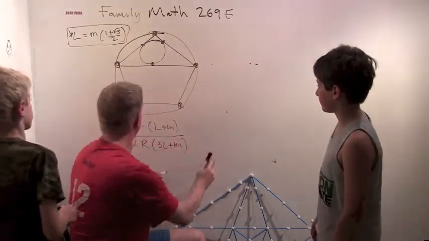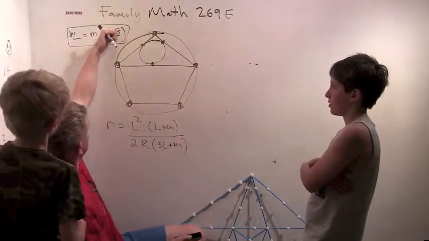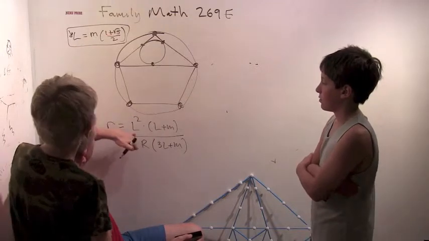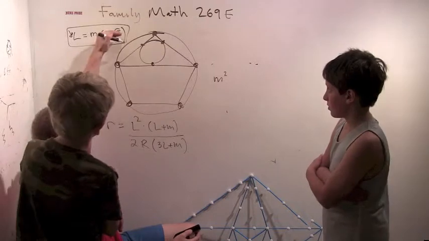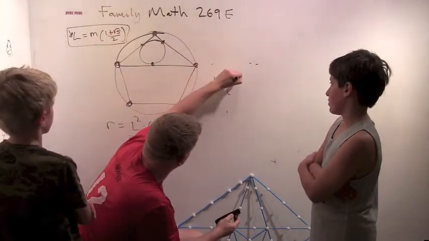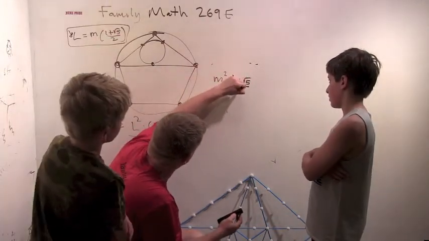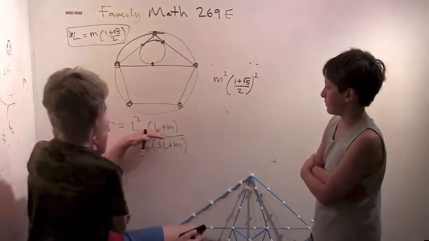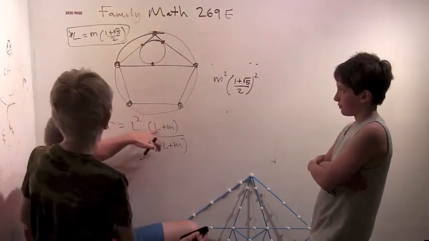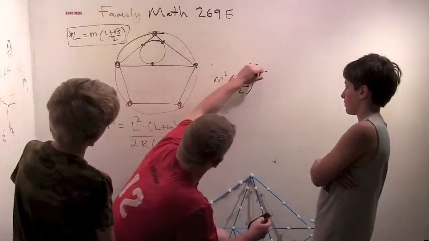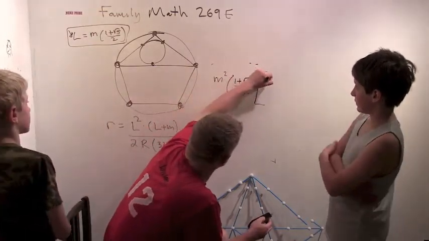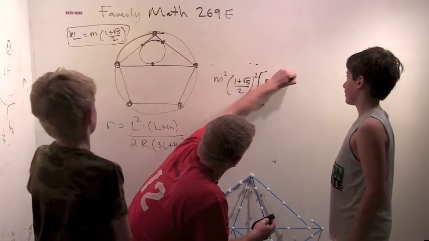Okay. So L is M times (1 plus root 5) over 2. So I get M squared times ((1 plus root 5) over 2) squared, times (M times (1 plus root 5) over 2, plus M). See, we're getting these pesky fractions?